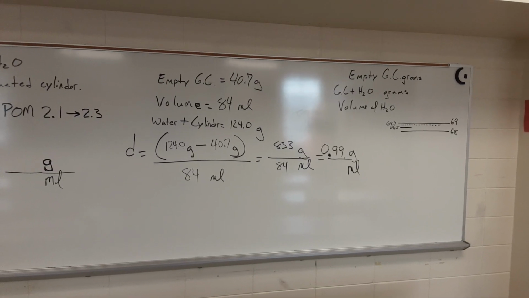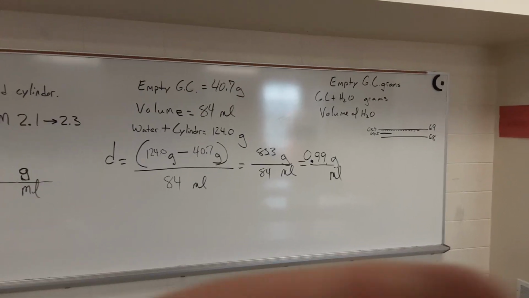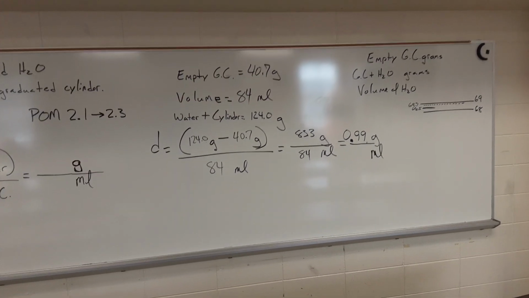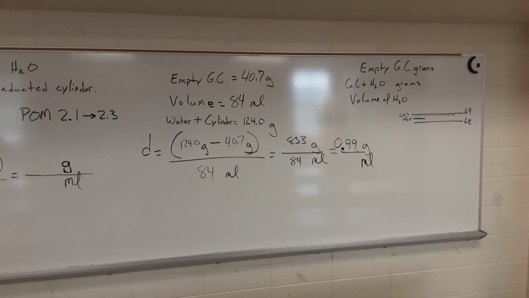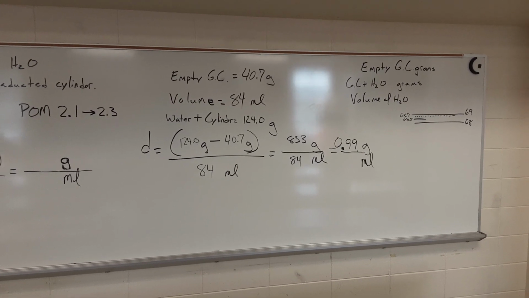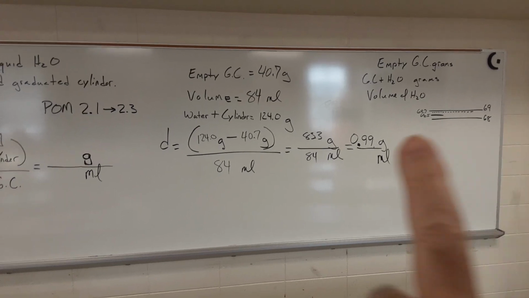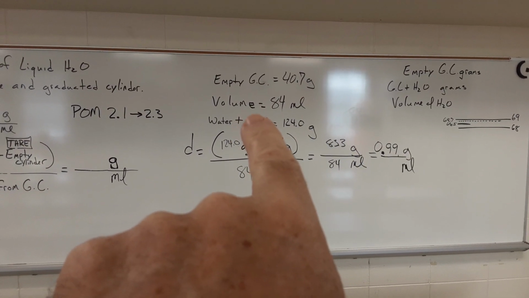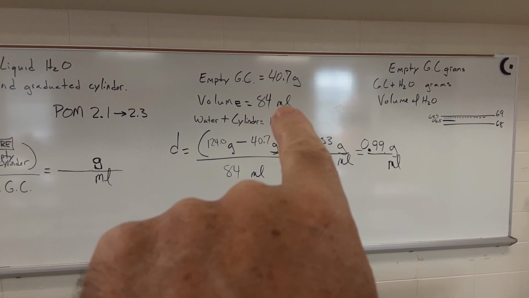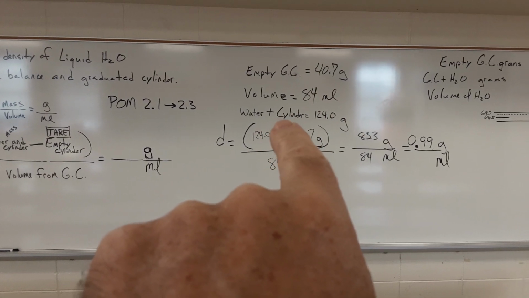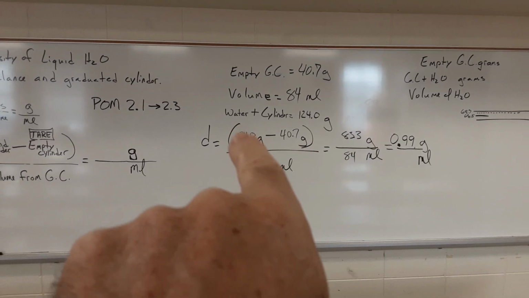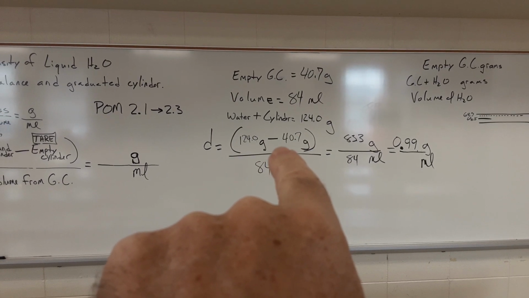This is not the exact example we just looked at, but we record the value of the empty graduated cylinder, and it really doesn't matter what order we go in. As long as we get the empty graduated cylinder's mass, we know this is mass because we've got the unit grams there. The volume of the water we measured is 84 milliliters, and then the water plus the cylinder mass was 124 grams.